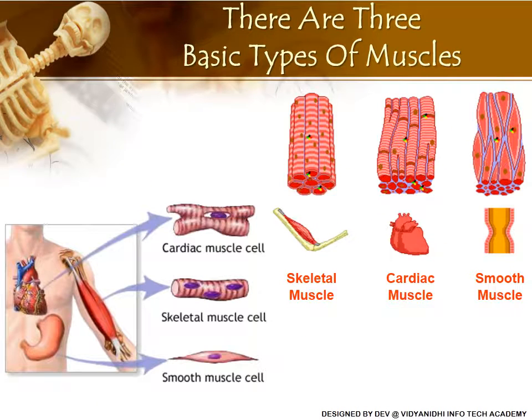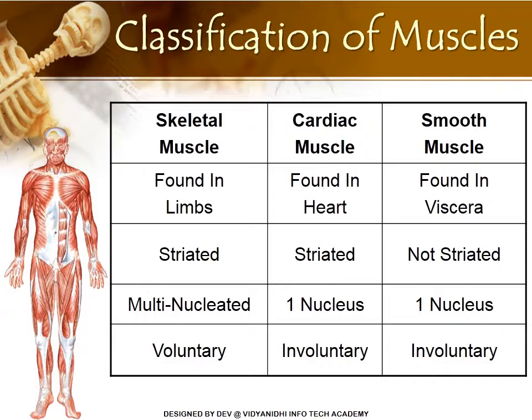These are the three basic types of muscles: the skeletal muscle, the cardiac muscle, and the smooth muscle. The classification of the muscle. The skeletal muscle is found in the limbs, is striated, multinucleated, and voluntary. The cardiac muscle is found in the heart, is also striated but has one nucleus and is involuntary. The smooth muscle is found in the viscera. It is not striated. It has one nucleus and is involuntary.